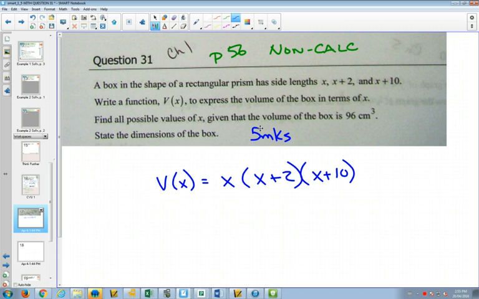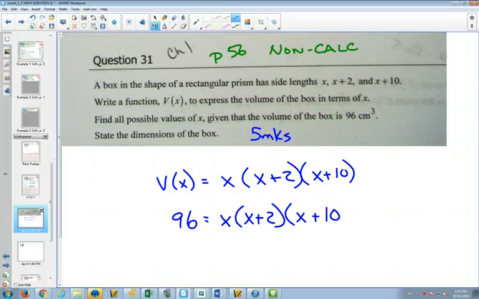You know that the volume of the box is 96, and so now you have to solve this equation without your calculator. How are you going to solve this equation? This is an x cubed equation. How do you solve an x cubed equation? Same way you solve an x squared equation: you make it equal to 0 and try to factor it. Before you can make it equal to 0, though, you're going to need to expand it completely.